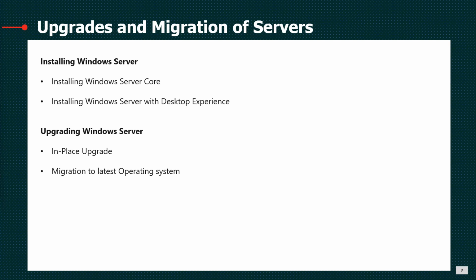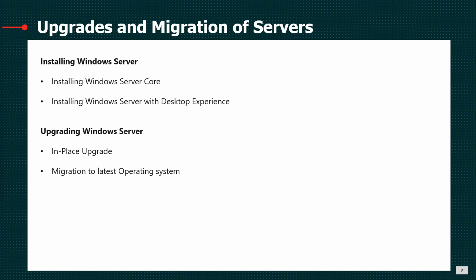Okay. So here I'm talking about upgrade, not about update. We have a separate class called Windows Update Service in the coming Windows sessions. But here I'm talking about upgrade. So upgrades are again two types. One is in place upgrade, another one is migration to the latest operating system. So in place upgrade, what is in place upgrade?